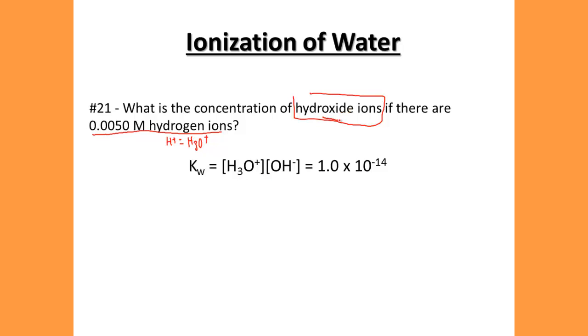If we're trying to find hydroxide ions, we'll divide by the H3O+ so that we can cancel that side out. So we divide by the H3O+, which happens to be, in this case, 0.005 molar. Now a refresher on our calculators.